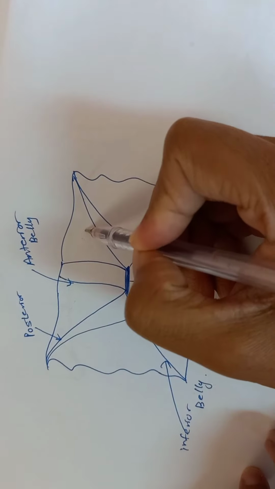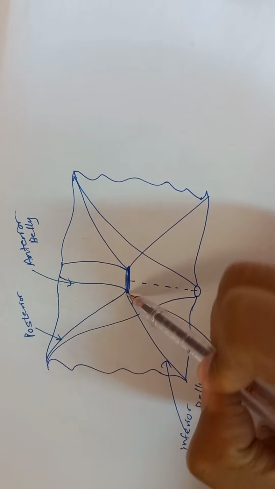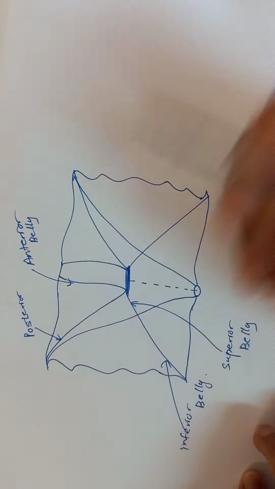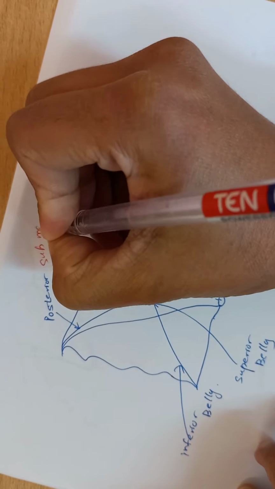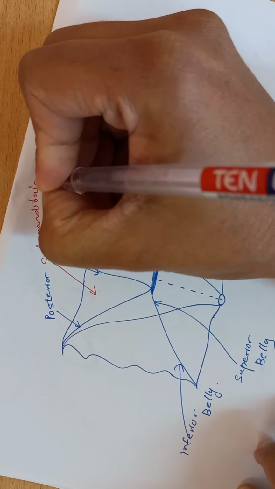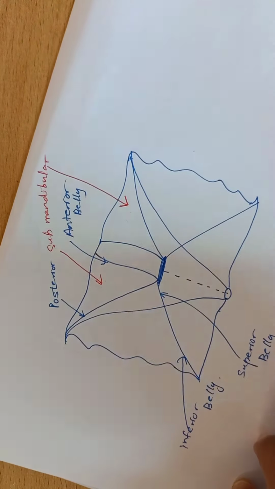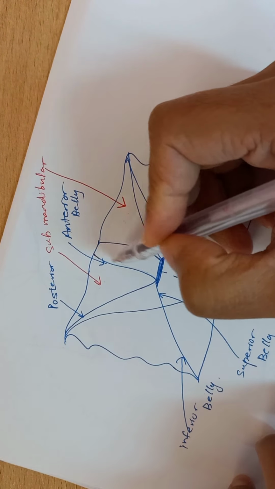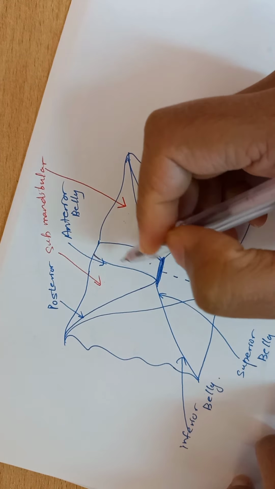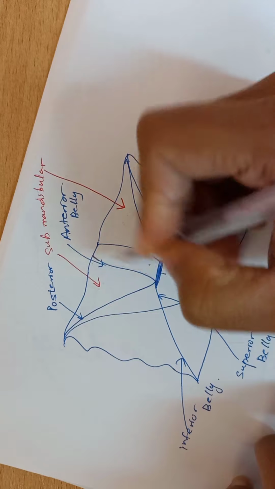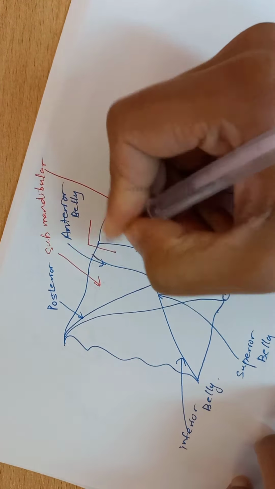Here we can see two triangles. Their borders are lower edge of the mandible, posterior belly of the digastric muscle and the anterior belly of the digastric muscle. This triangle is known as the submandibular triangle. So this is the same triangle in the left side, submandibular triangle. And also another triangle in between them. This is known as the submental triangle. Borders of it is anterior belly of left and right side and the hyoid bone.